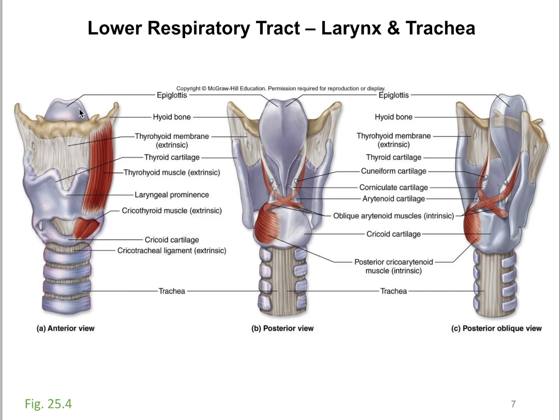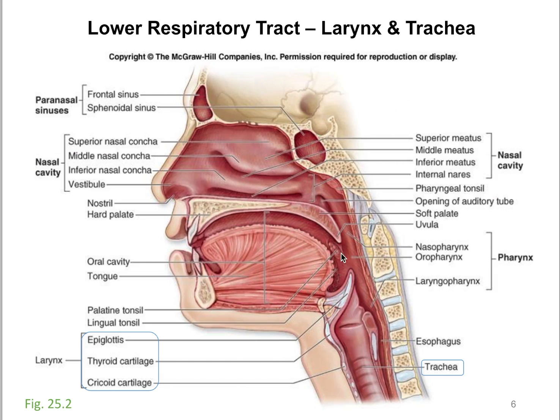So here is your epiglottis. Sorry, I don't know if I did look at the epiglottis, but the epiglottis is right here. And it's the flap that comes down and closes over your trachea when you swallow, so that food will go down your esophagus instead of your trachea here.